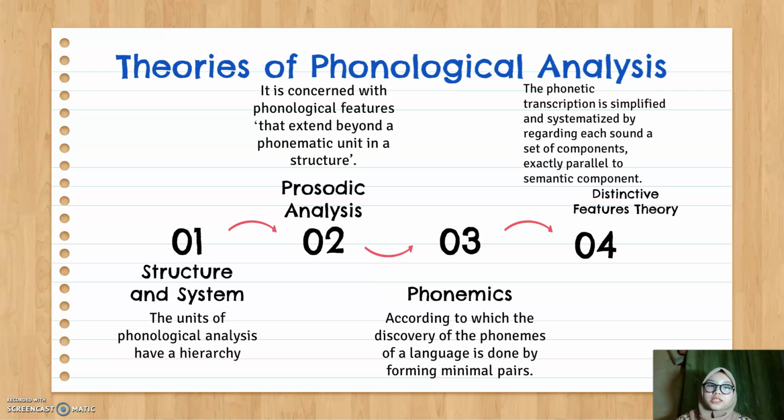Fourth, the distinctive features theory. In phoneme theory, the phoneme segment is the smallest unit of phonology, but in distinctive features theory, the phonetic feature is the smallest unit of phonology. The phonetic transcription is simplified and systematized by regarding each sound as a set of components exactly parallel to semantic components.